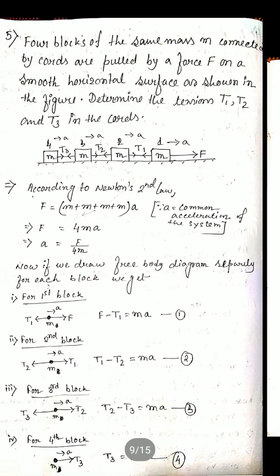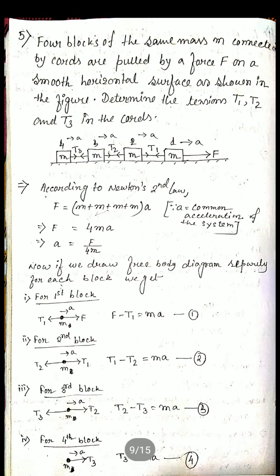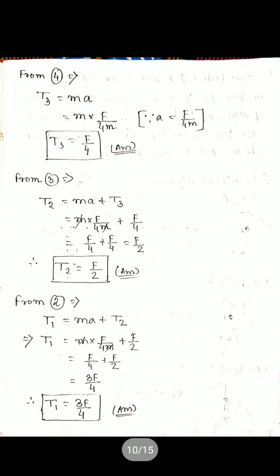It is very easy. From equation 4, T3 equals m into a. We found a equals F by 4m, and if we put it in, we easily get the expression of T3. So T3 equals F by 4. From equation 3, you put in the value of T3 and the value of a, and you get T2 equals F by 2, and from equation 2 you get the value of T1. So there are 3 tensile forces, T1, T2 and T3, and you find the expressions or values of these 3 forces. Clear?